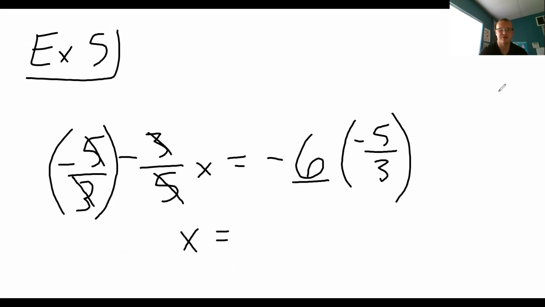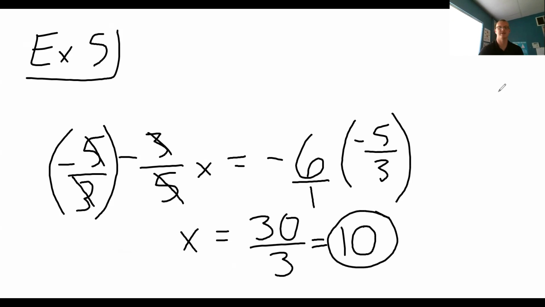And now I'm going to just multiply straight across. So -6 times -5 is going to be +30 over 1 times +3 is going to be 3. And then 30 divided by 3 is going to equal 10. So 10 would be my answer. So x equals 10. All right, so that's all you're doing for multiplying by reciprocals. You just flip your fraction, and you make sure you have that negative sign in there too, because a negative times a negative, that'll cancel each other out.